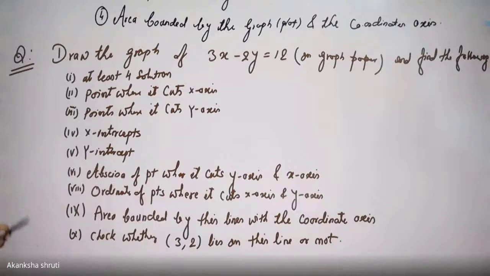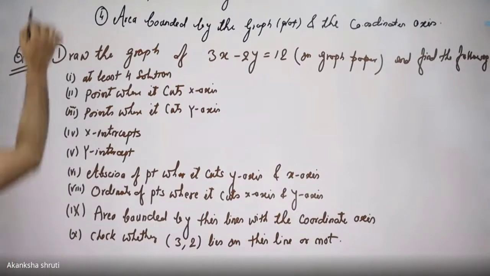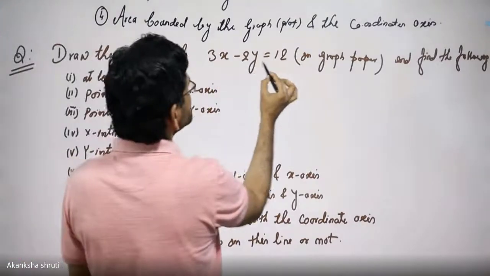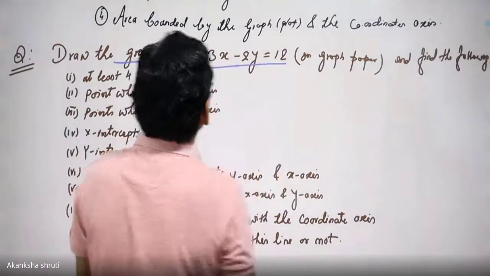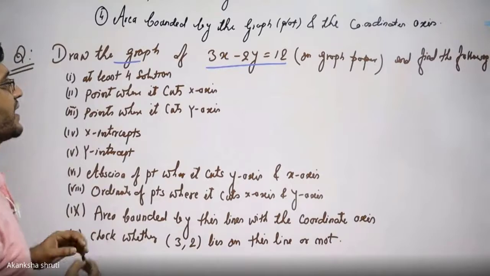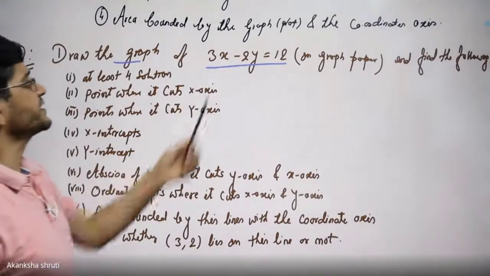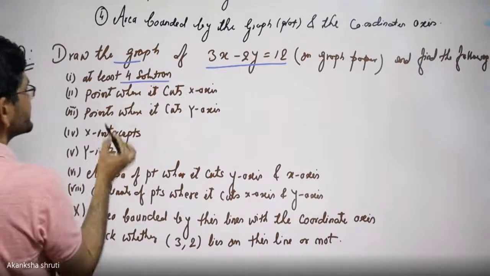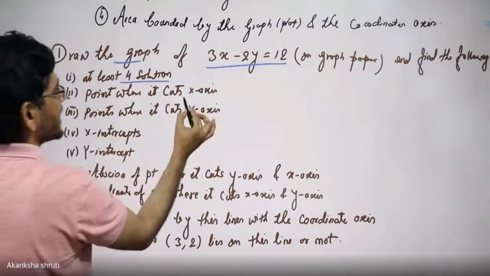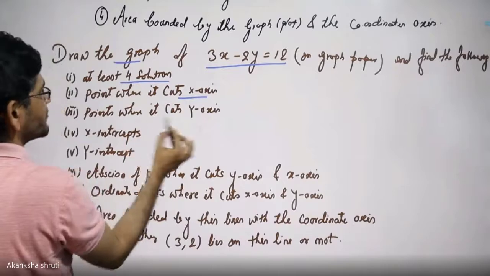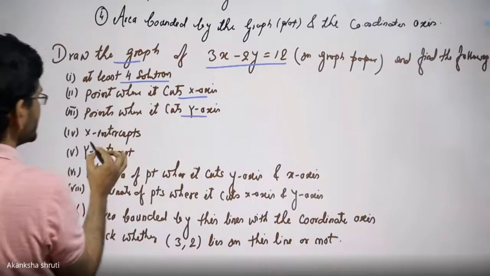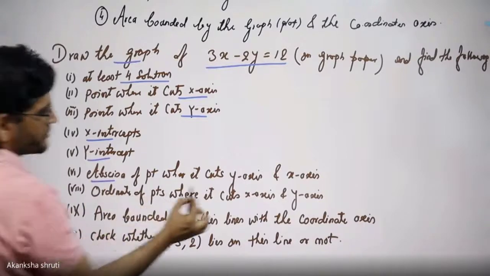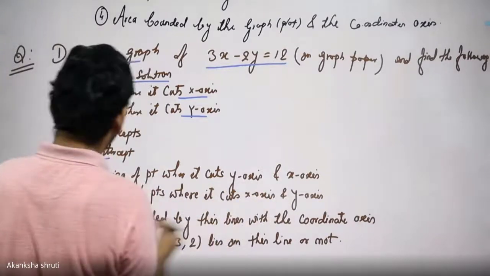Students, our question is to draw the graph of 3x - 2y = 12. From that graph, or even before drawing the graph, we have to collect 4 solutions. Then the point where this graph cuts the x-axis and the y-axis, the x-intercept, the y-intercept, and the abscissa of the points where it cuts the x-axis and y-axis.